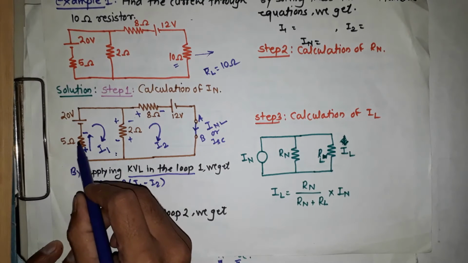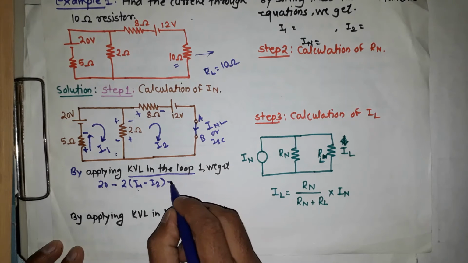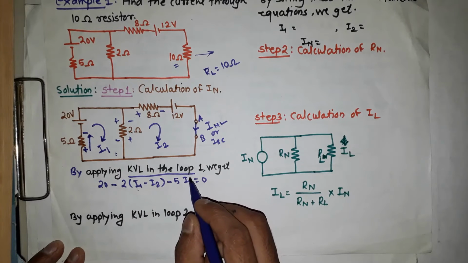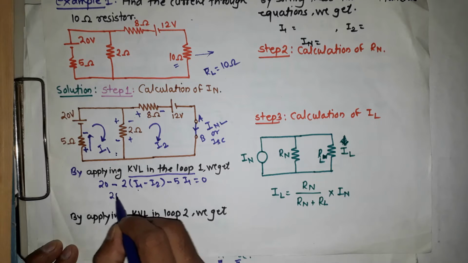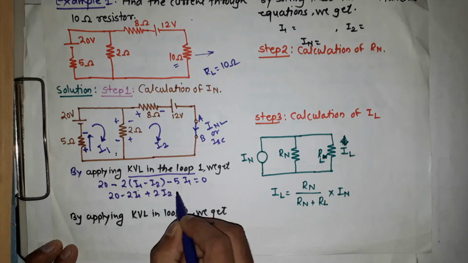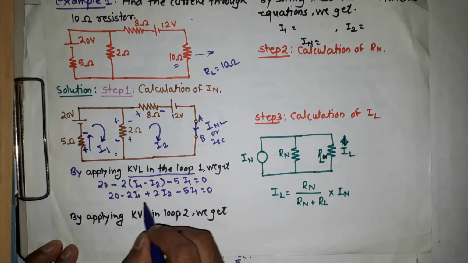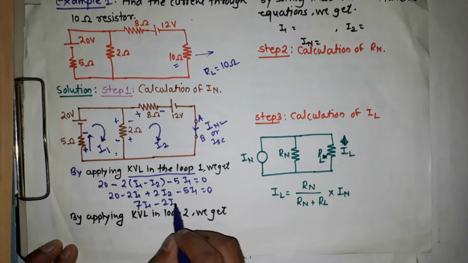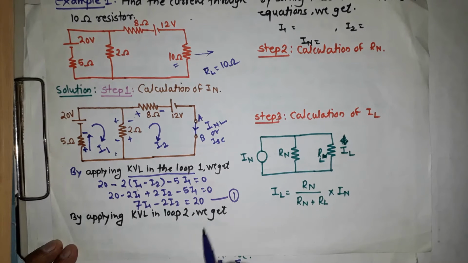Then for the 5 ohm resistor, current is flowing in the upward direction, so it is plus to minus. So it is minus 5 into I1 is equal to 0. By simplifying this equation, it is 20 minus 2 I1 plus 2 I2 minus 5 I1 is equal to 0. So the final equation is 7 I1 minus 2 I2 is equal to 20. Suppose this is the first equation.